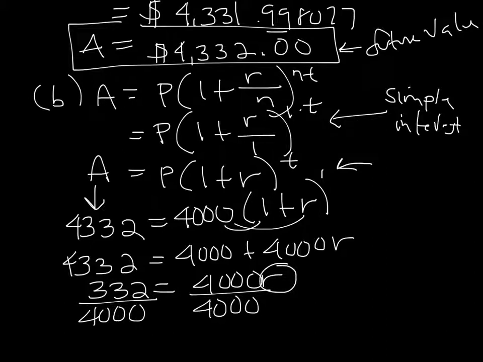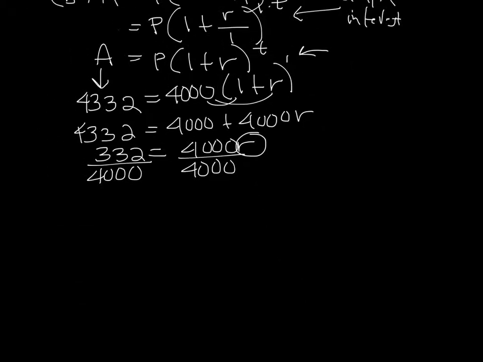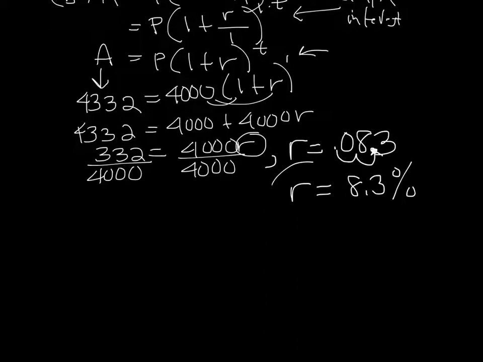Of course, we divide by 4,000 because we want to solve for the rate. Notice this is going to be a small decimal, because the numerator is being divided by a larger number, 4,000. In our calculator, we get 0.083, but we want it as a percent, so we move the decimal two places. So it's 8.3%. The effective annual yield, or effective rate, is 8.3%.